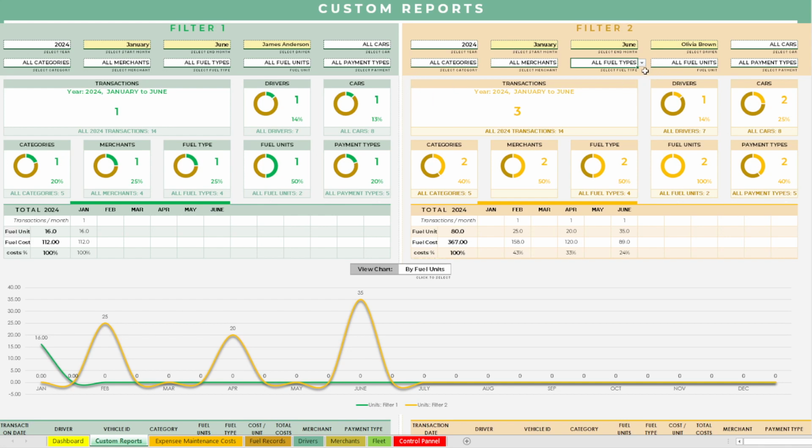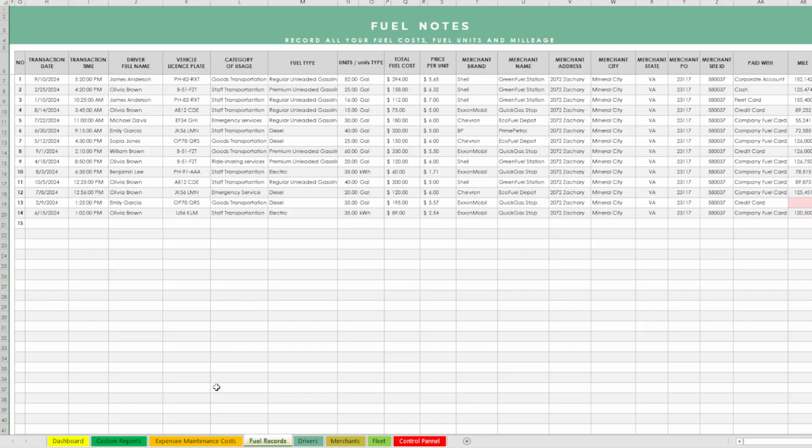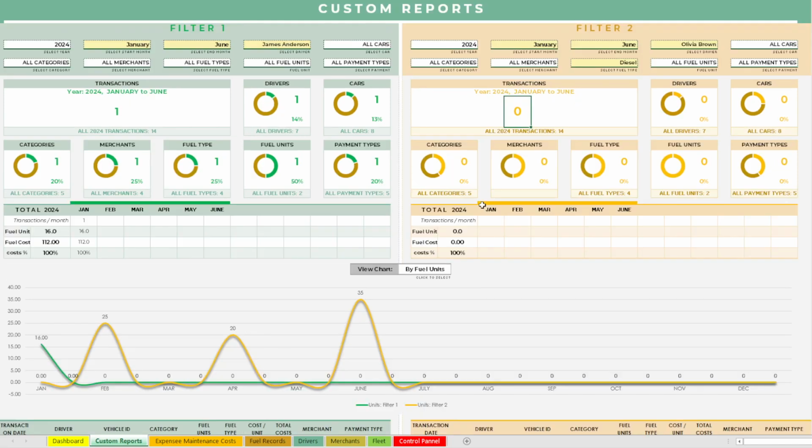I can't go too far down because, let's see, I want to filter by fuel type diesel. Of course, I don't have any, it's 0. That's because I don't have too many records in my fuel nodes, so most of the filters I'm going to use will return 0 because I don't have any transactions for that. But same as I did here, you can build and retrieve any kind of report.